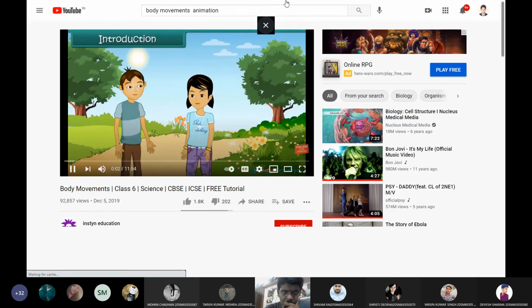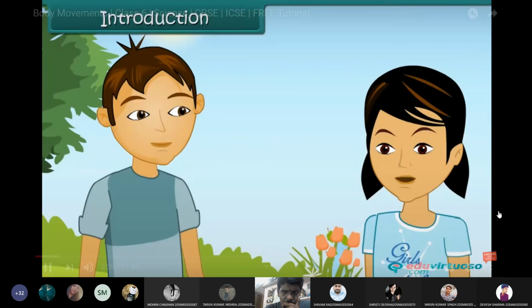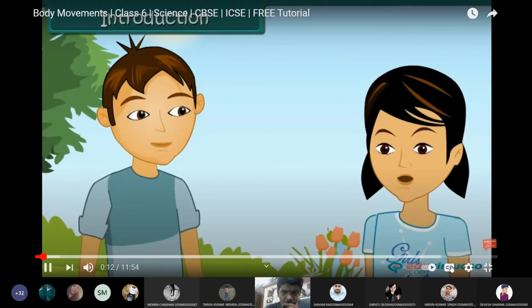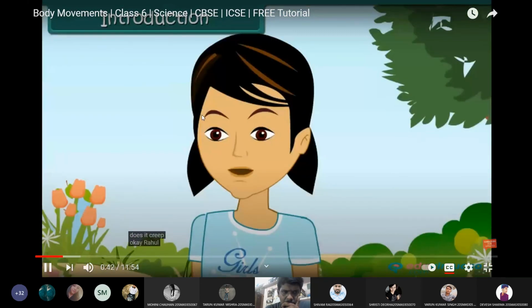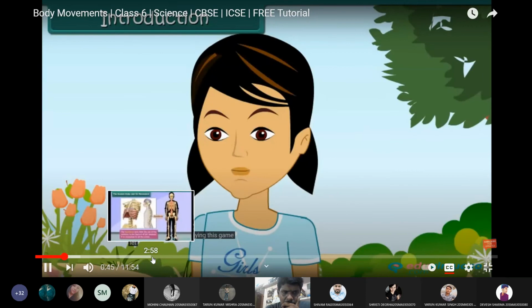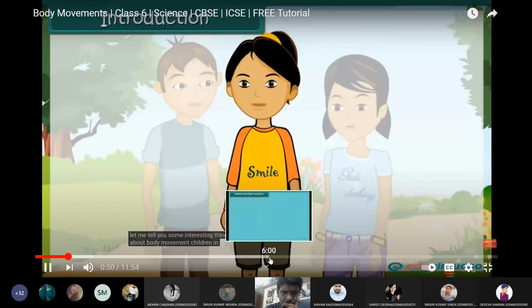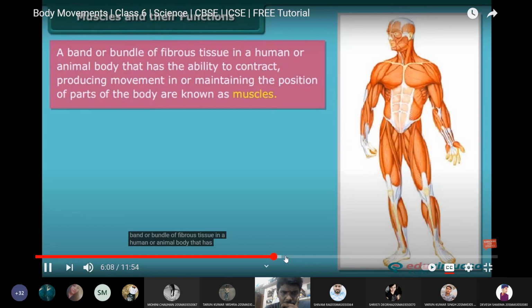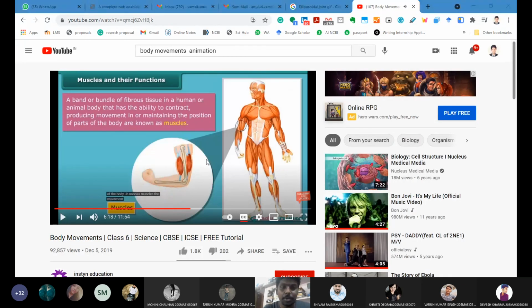Come, Rahul, let's play a game. Which game are we going to play? We are going to play a game in which we look at each other without blinking our eyes. Okay, Rahul. Before playing this game, let me tell you some interesting things about body movement. Children, in this lesson, we will learn about body movement that has the ability to contract, reducing movement in or maintaining the position of parts of the body, known as muscles.